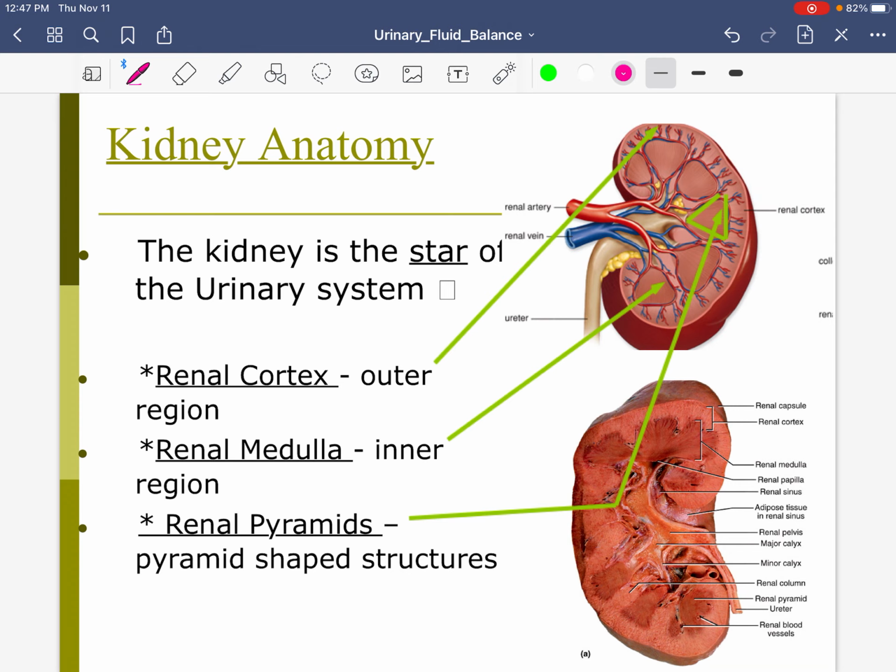But you don't need to know these. I'm just letting you know that the kidneys do something else as well. They produce two hormones.